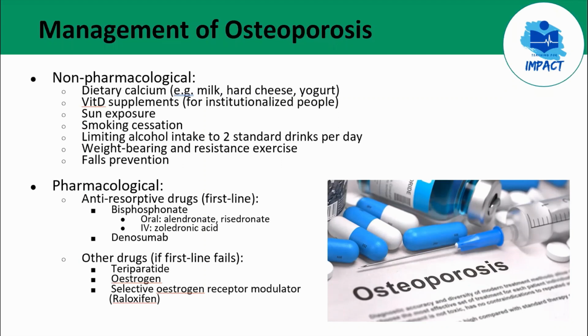The maximum recommended lifetime duration of teriparatide is 18 months due to a risk of osteosarcoma shown in mice. You can start anti-resorptive therapy after you finish the teriparatide. And the second option is estrogen. So estrogen has a protective effect on bone. It decreases apoptosis of osteoblasts and increases apoptosis of osteoclasts.